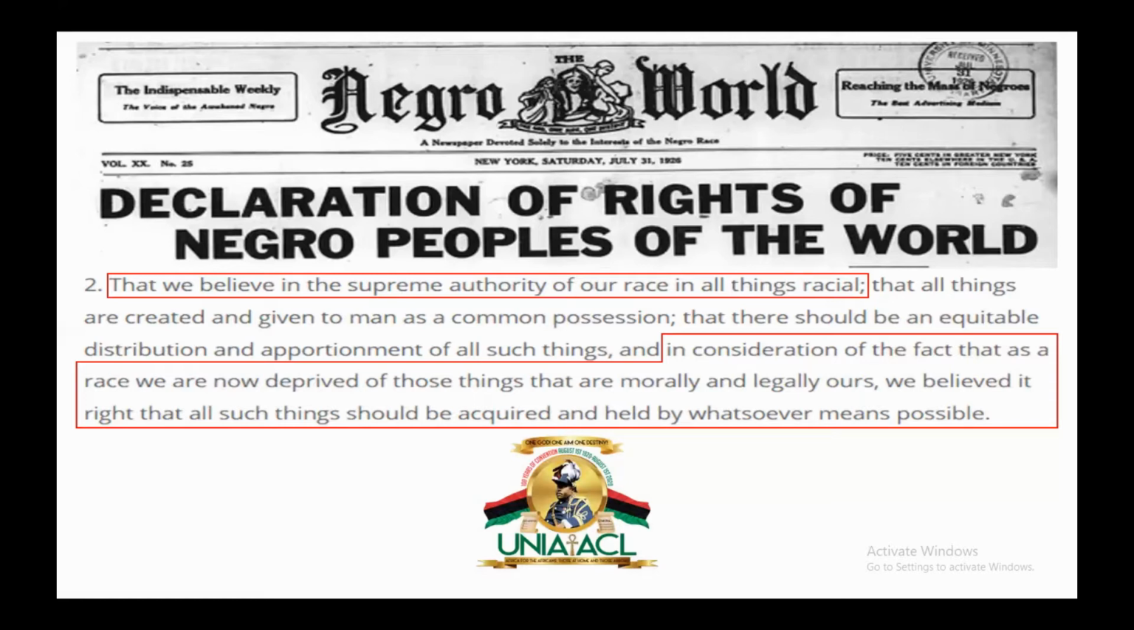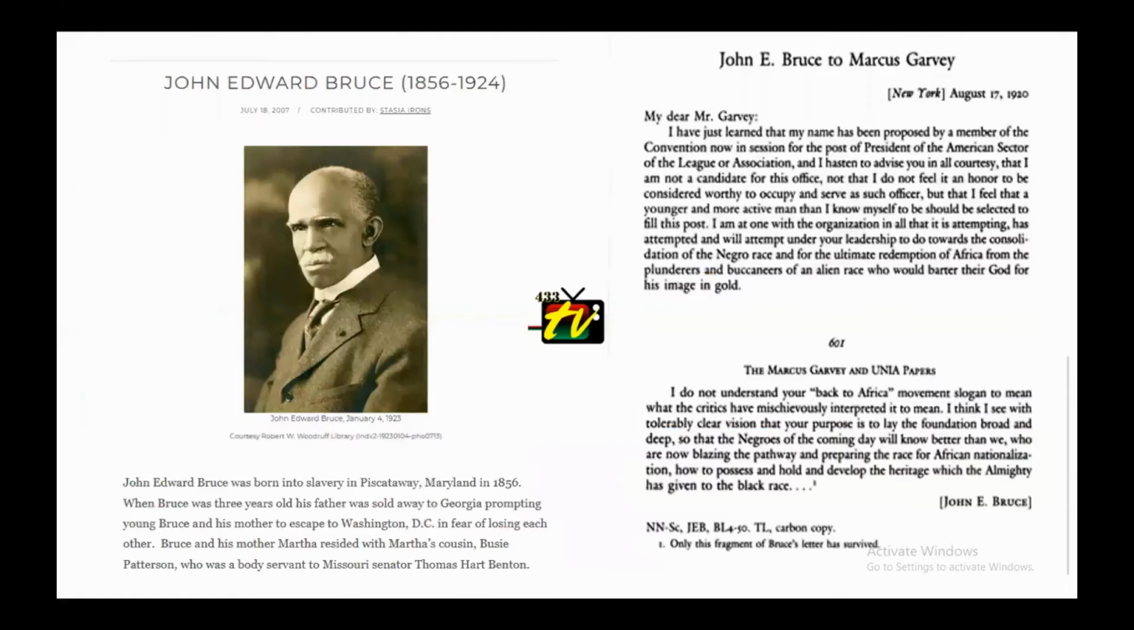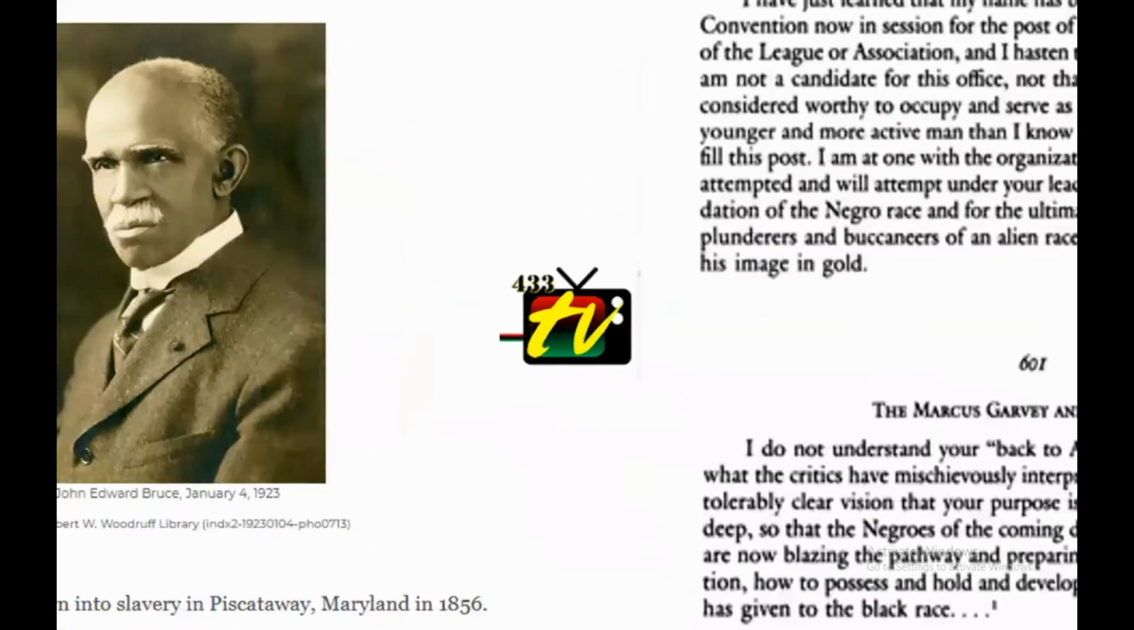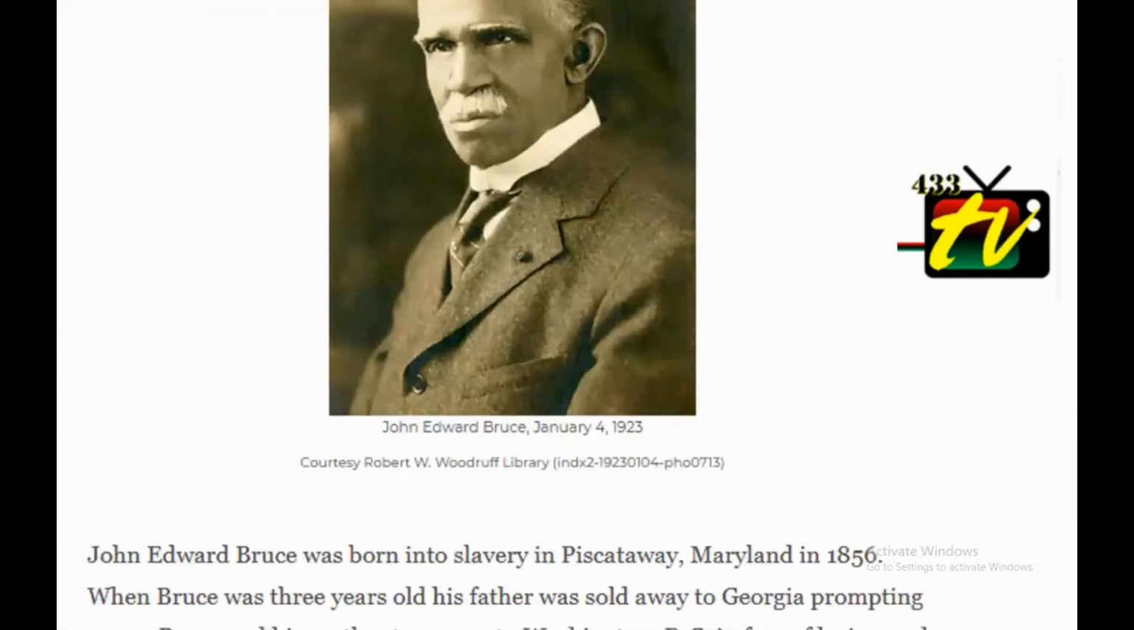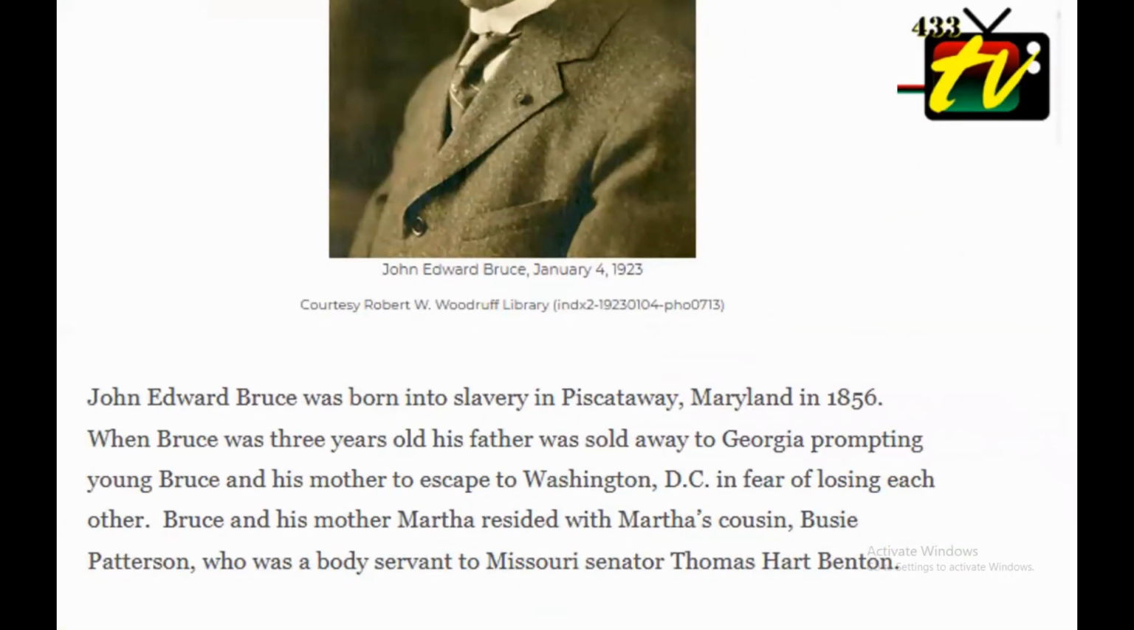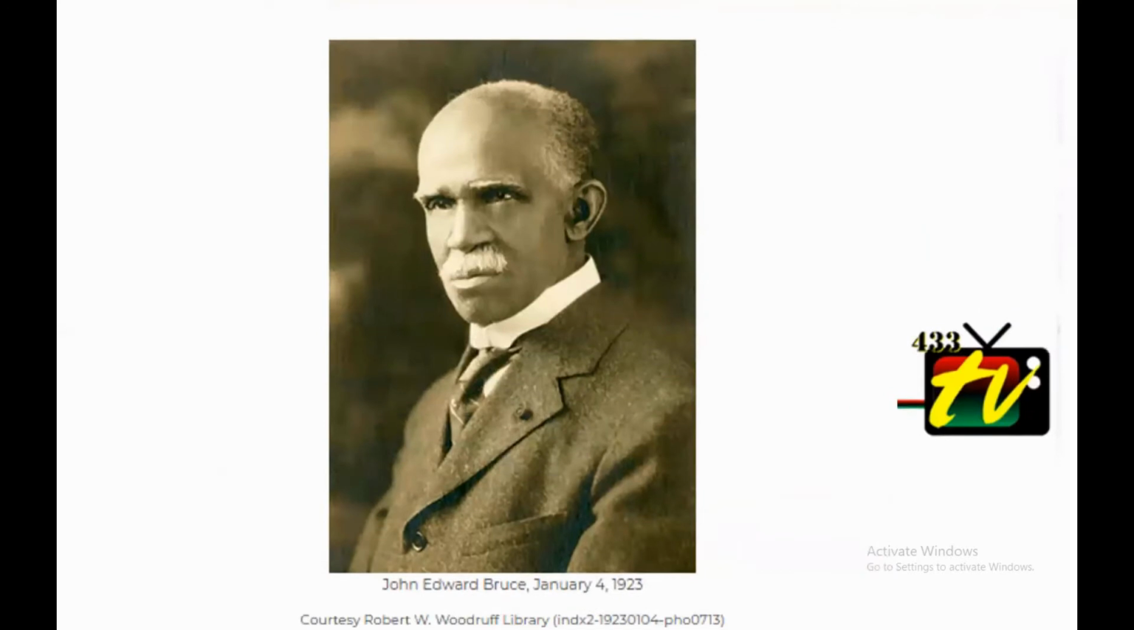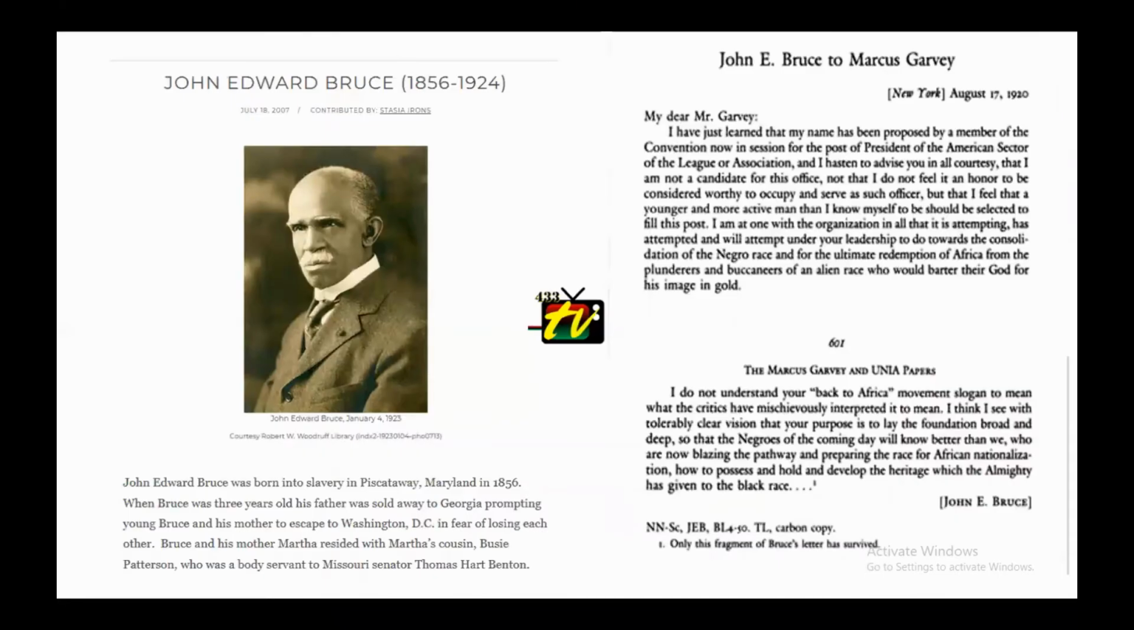So let's move forward. Here we see John Edward Bruce. As a matter of fact, let us zoom in a little bit so we can see that I'm not making things up. What does it say in the first line there? John Edward Bruce was born into slavery. Okay. Why is that important? Why is John Edward Bruce important in this discussion on the Garveyite perspective? Because he was a high-ranking official in the UNIA ACL and a founding member.